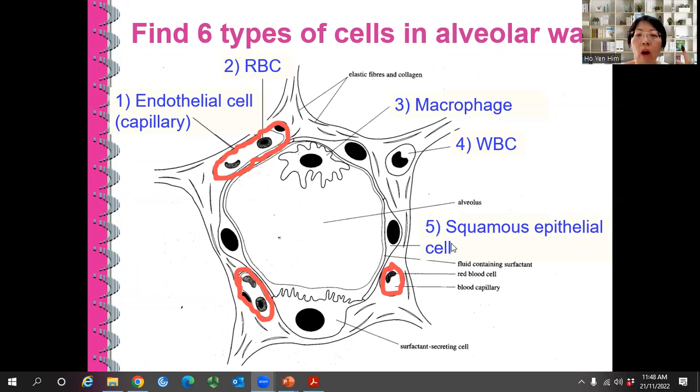So the epithelial cell of the alveolus, right? Facing the wall here. Then number 6, we have what else? Surfactant secreting cell. So this cell here is also facing the lumen. But it's a very big cell. So you can see here, because why?